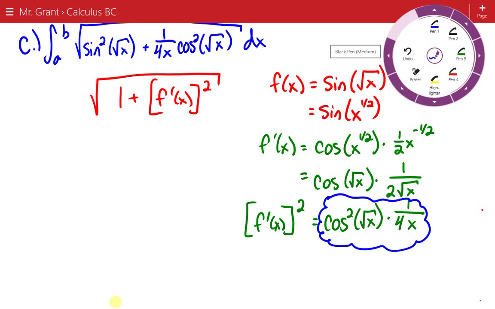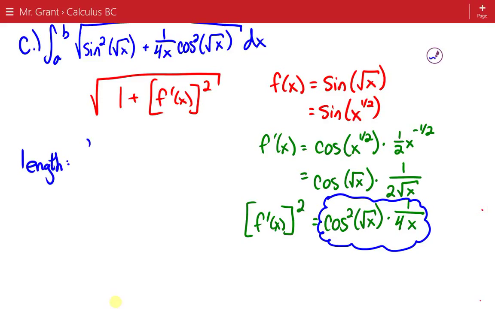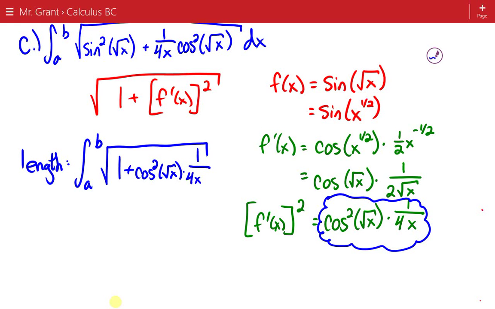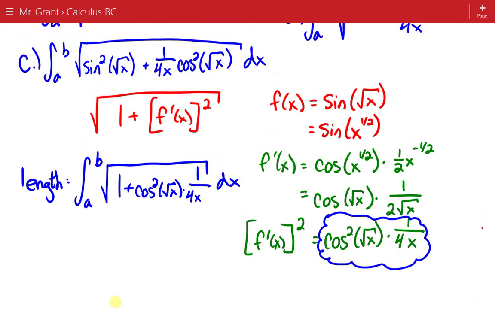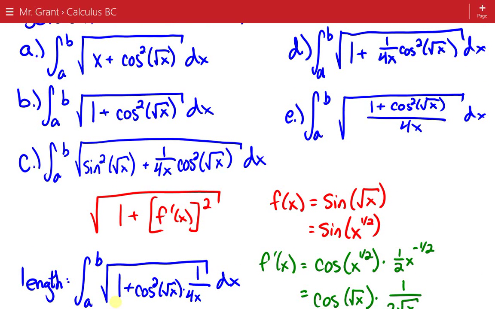So if we set up a formula for arc length, we should see that the length is found by doing the integral from a to b of the square root of 1 plus cosine squared of the square root of x times 1 over 4x dx. And from here it's a simple matching game. We look back at our options and say which one matches this friendly answer.